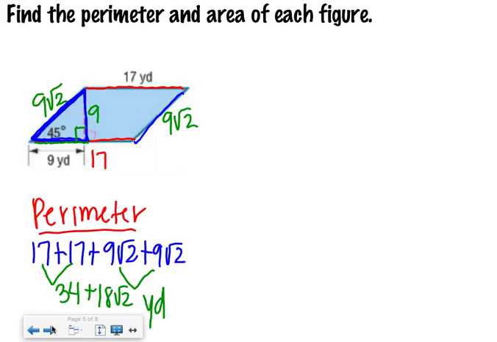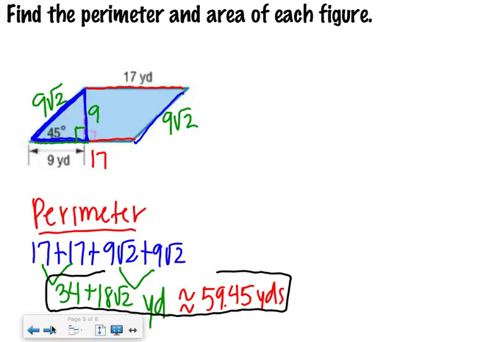Or, I'm okay if you approximate, because who talks like that, right? So what's 34 plus 18 times the square root of 2? That would be approximately 59.45 yards. Either of those are acceptable answers. You just decide what you want to be.